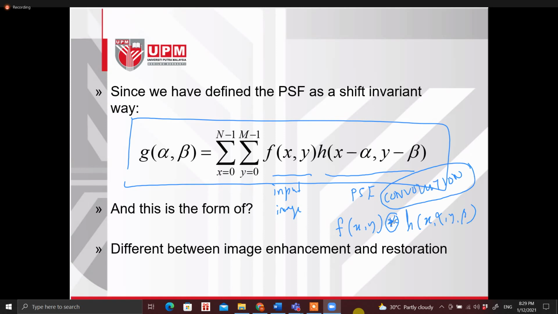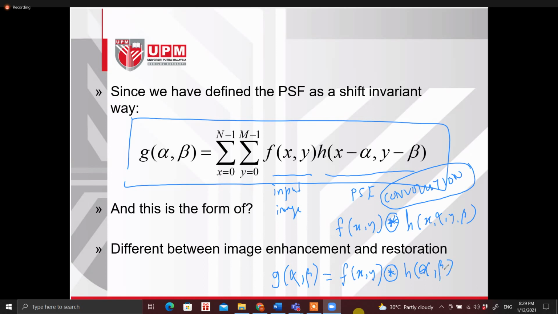In other words, we can further simplify this equation by saying that g(alpha, beta) is the result of f(x,y) convolved with h. You can either put that as h(x, alpha, y, beta), or you can just say that this is convolved with h(alpha, beta).